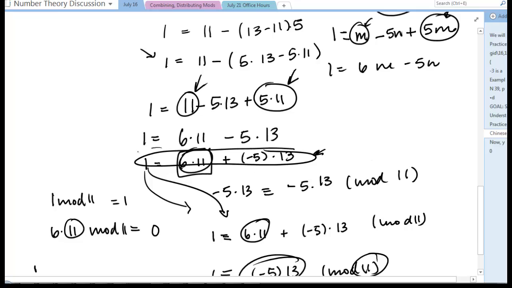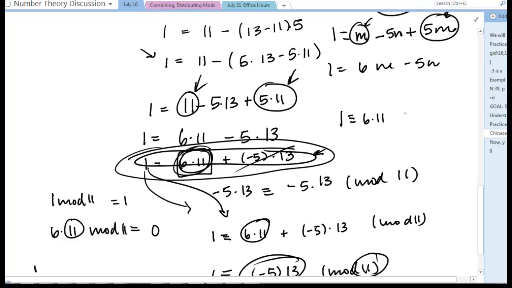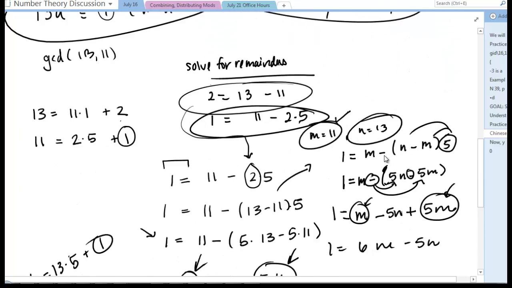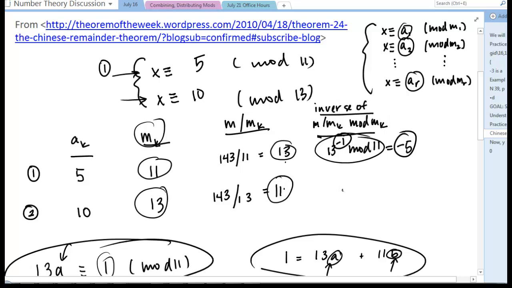And that's because if I look at this equation mod 13, this piece goes to 0, and I'm left with 1 is congruent to 6 times 11 mod 13. Okay? So this tells me that the inverse of 11 mod 13 is 6. And just to double check, 6 times 11 is 66. If I think about multiples of 13, 13 times 5 is 65, right? So plus 1, we get that congruence equal to 1, so that means it's an inverse under that mod. So that's where we're going to get our 6 here.